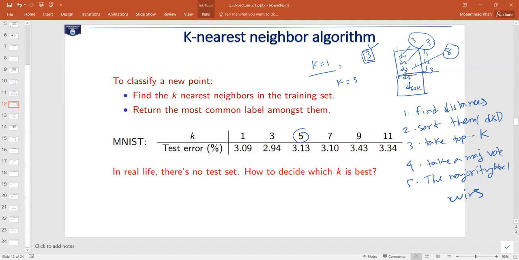Yes, sir. So now if we want to decide which K is best, can you comment based on the result here? Anyone? What do you think? K equals 3. K equals 3 is best here. For example, here, this is the error rate, so the lower the better. So we understand that for K equals 3, the error rate is the lowest. So this is the best.